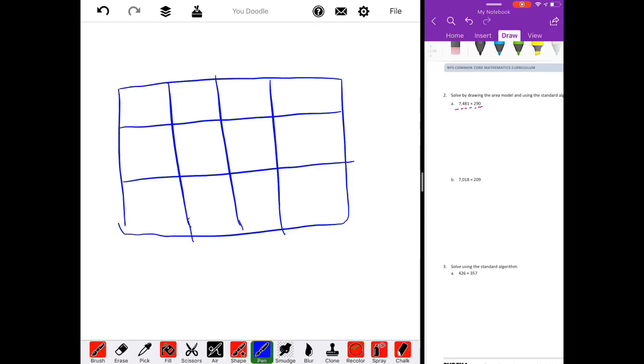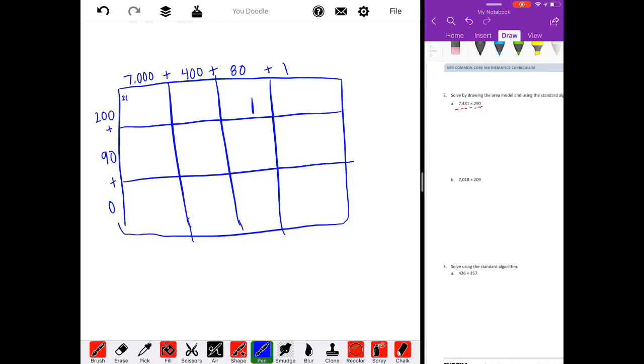And then we have 7,481. So 7,000 plus 400 plus 80 plus 1. And then we have 290. So 200, 90, and 0. Now, I'm just going to start multiplying.